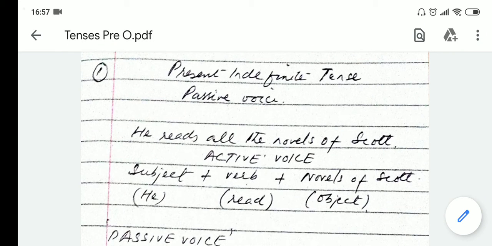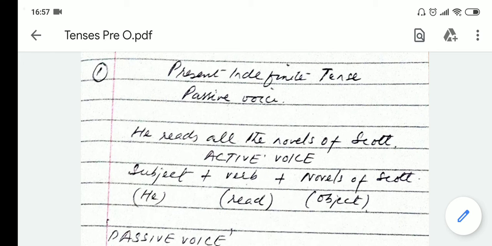Bismillahirrahmanirrahim. We were doing the tenses, and I told you that there are 12 tenses, and we did present indefinite tense, the first tense. Previously, we did present indefinite tense with active voice, and today we will do the present indefinite tense with the passive voice.